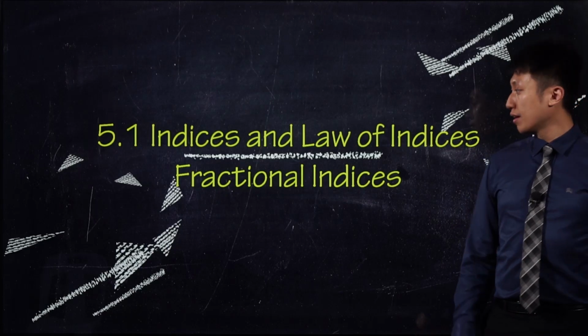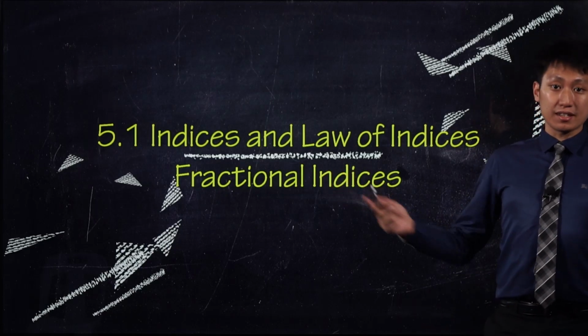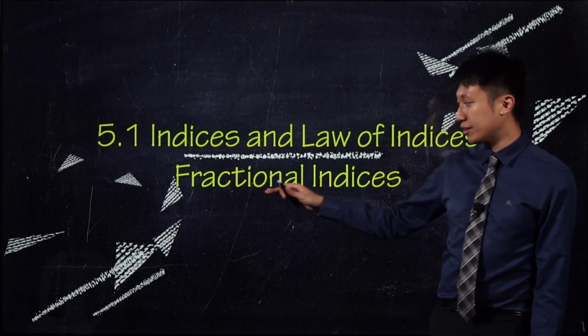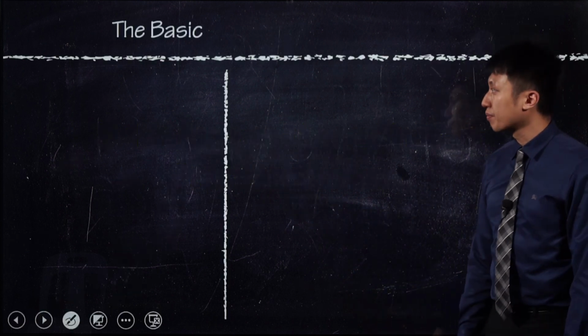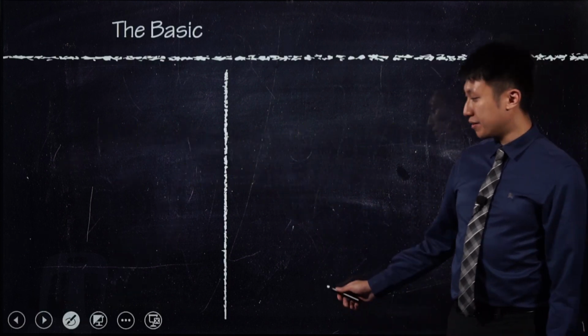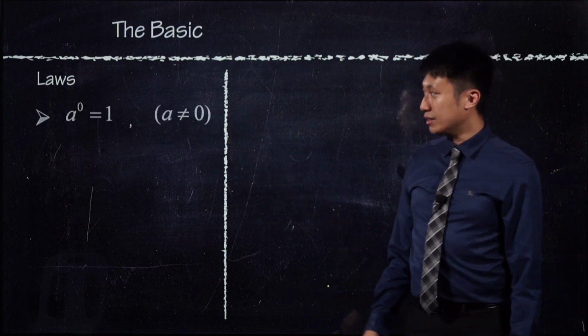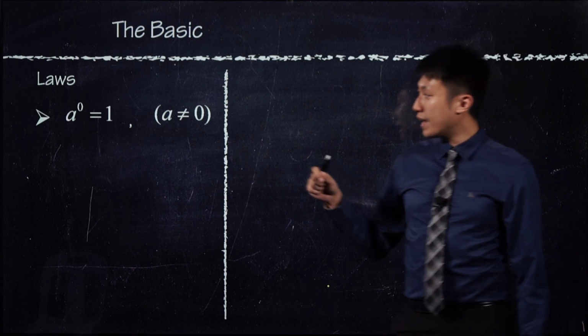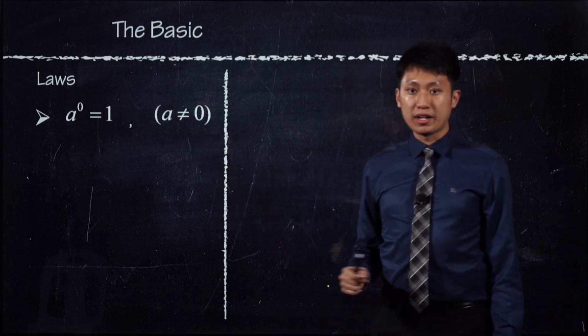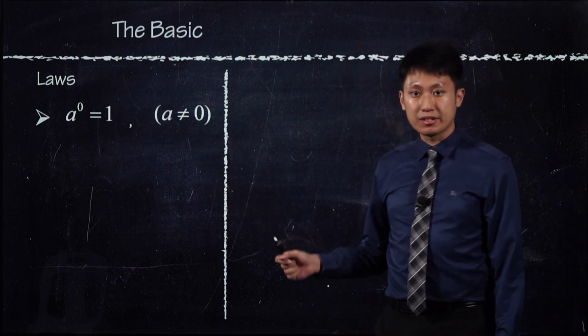Hi, welcome. Previously, we have talked about integer indices. So now we shall move on to fractional indices. So here are the basics. We shall talk about laws first, some basic ones. This one you have learned before. A to the power 0 is 1, no matter what value it is for A except 0.